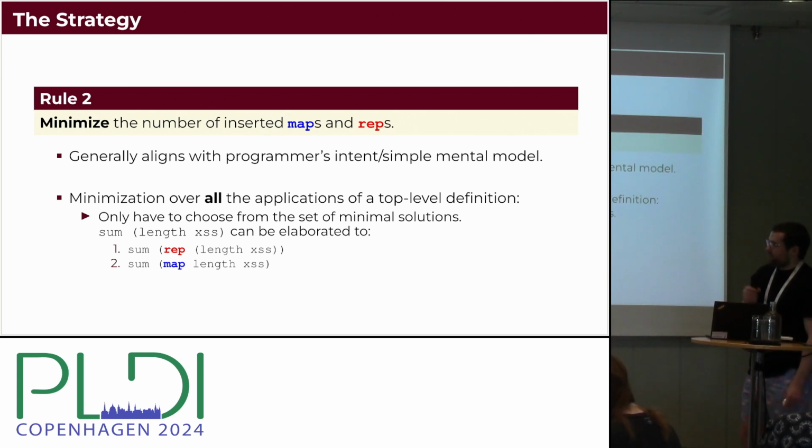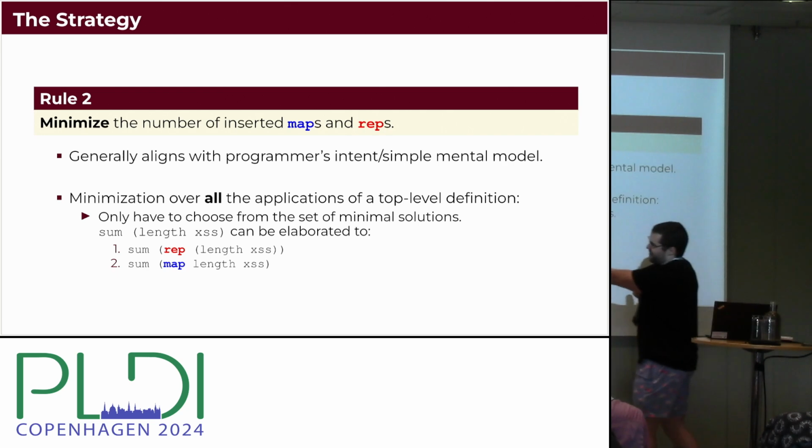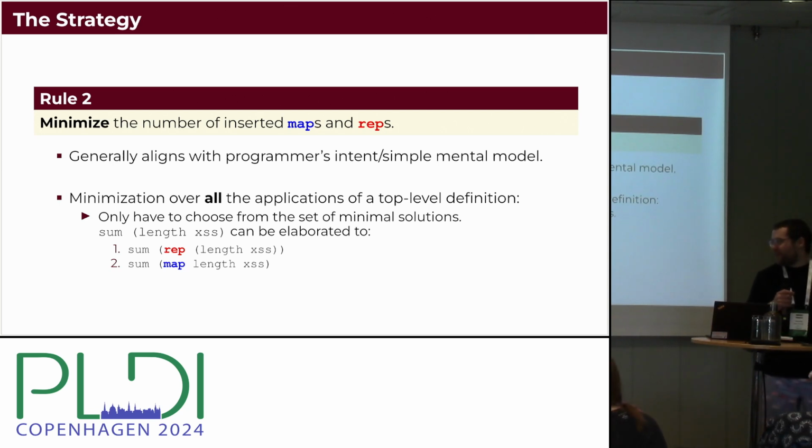And the reason why Rule 2 also helps us with ambiguity is because you want to choose from the minimal possible elaborations. So if we go back to the sum of length of xss, there's only two possible minimal ones. And they're minimal because each one inserts a single rep or a single map. And so we've whittled it down to just these two choices. Of course, you still have these two choices. So in this case, Futhark would actually send an error and say, wait, I have these two possible choices, you have to choose.